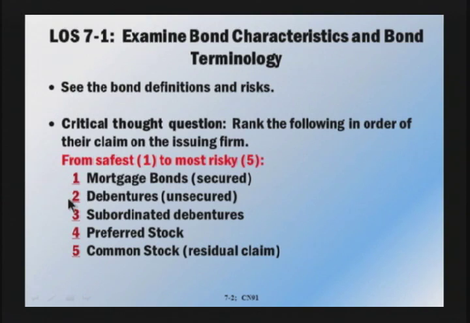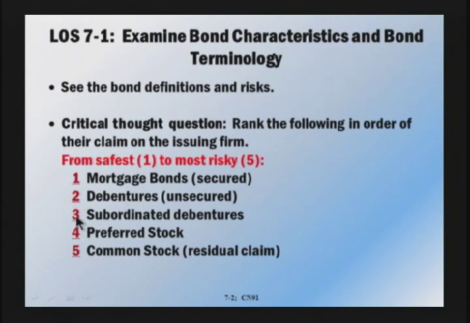The second and next safest class of debt would be debentures. Debentures are unsecured debt, so there are no specific assets pledged to secure debentures like there are for mortgage bonds. The specific assets that secure the mortgage bonds can be sold to pay off mortgage bonds. There's nothing specifically pledged to back up debentures. Simply the creditworthiness of the issuing firm is what backs up the debentures. The firm doesn't want to go bankrupt, so they are inclined to meet the obligations of their debentures, but no specific assets are pledged to back up those debentures.